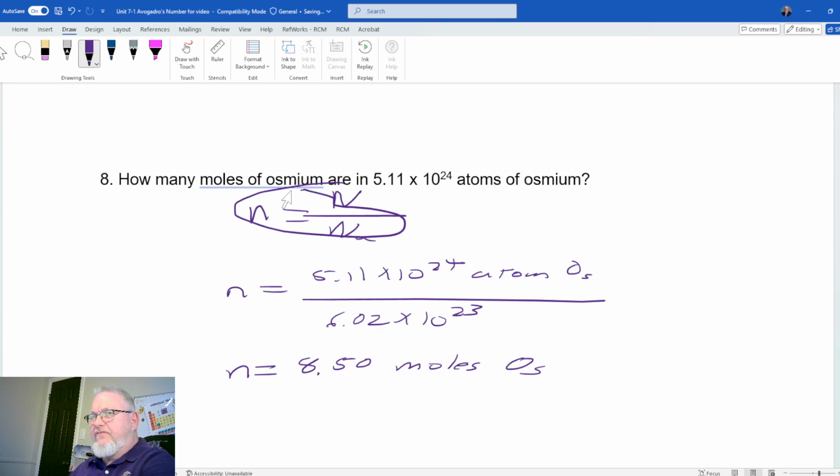Figure out what it's asking for. You know what Na is, 6.02 times 10 to the 23rd. And I'm always going to put it on a test for you if you need it. So, guys, I think you'll do well with this part.